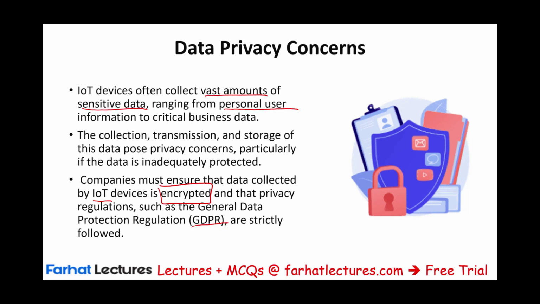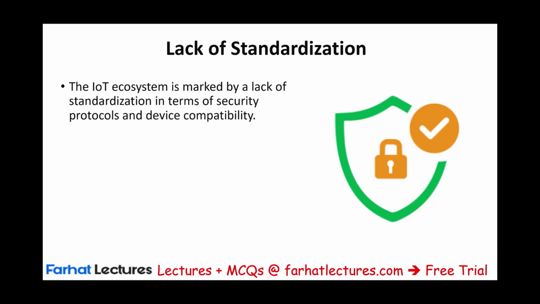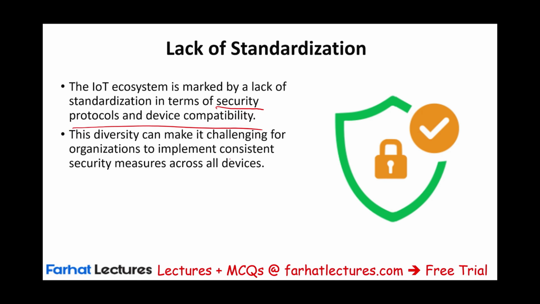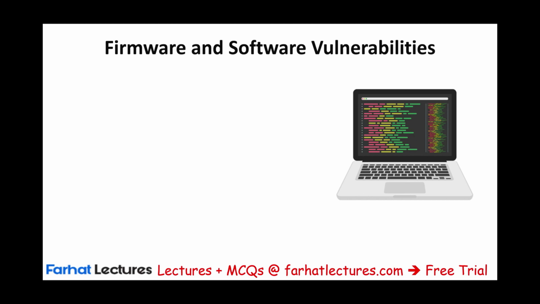That creates another risk. Another risk of the Internet of Things is the lack of standardization. The Internet of Things ecosystem is marked by lack of standardization in terms of security protocol and device compatibility. For example, your wearable device might be different than your coffee machine, or than the way you lock the doors at the company, and so on and so forth. This diversity can make it challenging for organizations to implement consistent security measures because each device functions differently. So companies must carefully select devices and platforms that adhere to recognized security standards and best practices, and this could be challenging.